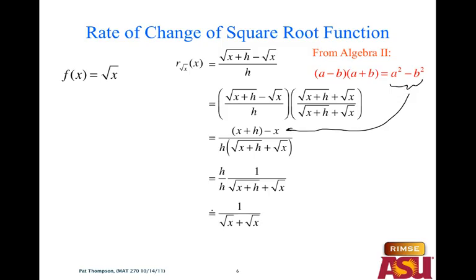for h really, really small, this is essentially equal to 1 over square root of x plus square root of x, or 1 over 2 square root of x. So we just got another shortcut rule. When you have the square root of a function, square root of x, its rate of change function is 1 over 2 times the square root of x. And we showed it by doing all valid algebra from our trusted form, from our trusted form up there at the top.